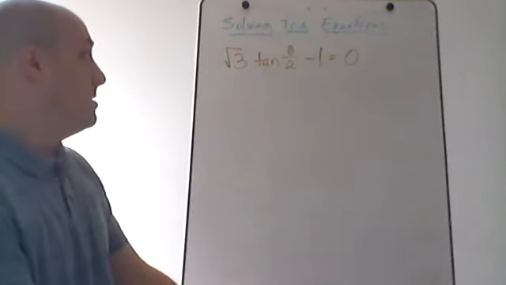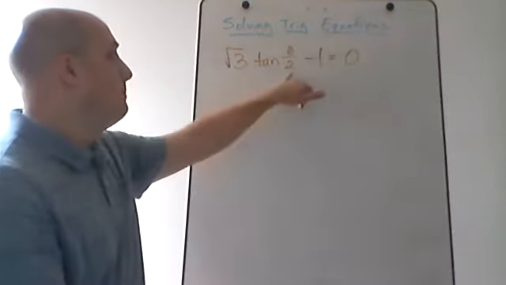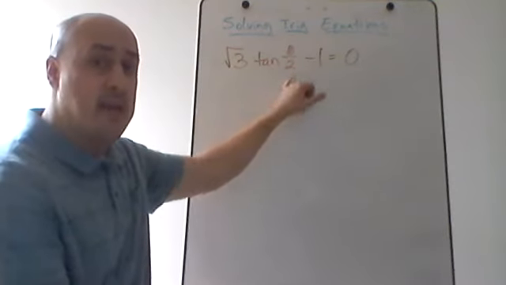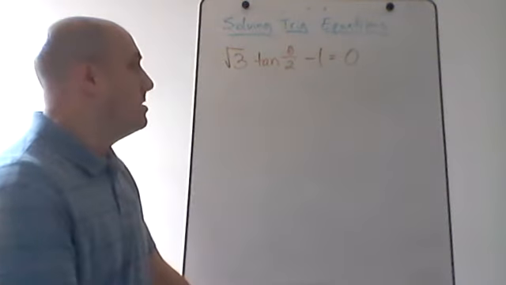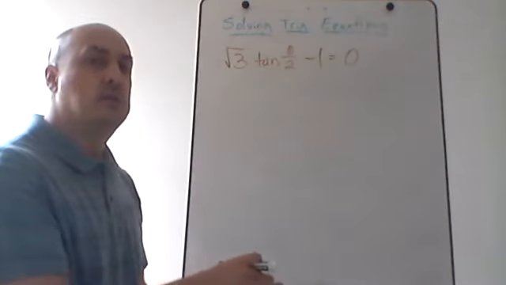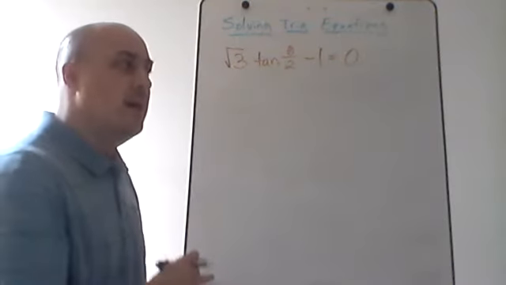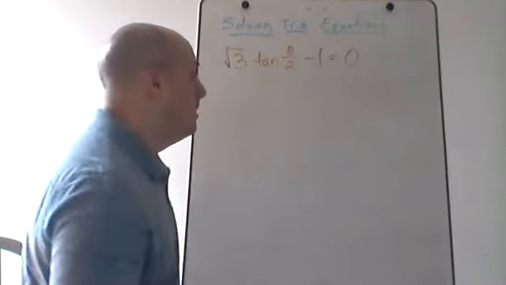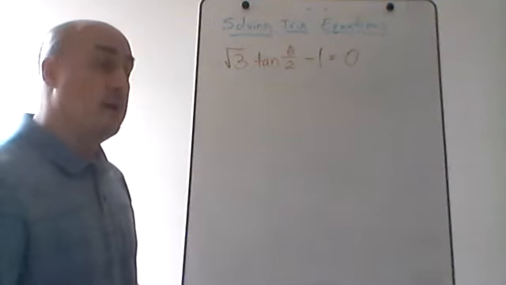All right, so square root of 3 times tangent of theta over 2 minus 1 equals 0. First thing, I don't have tangent of theta. I have tangent of theta over 2, which is not really going to change the first part of what I do in this problem. It's going to change when I get to my answers and my solutions. It's going to change how I do that.